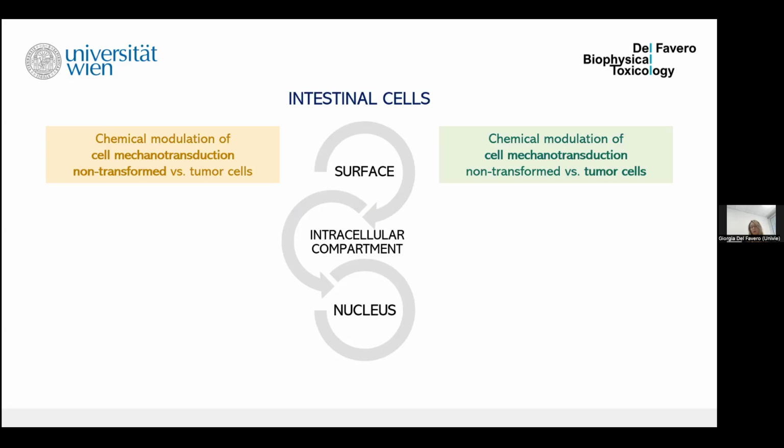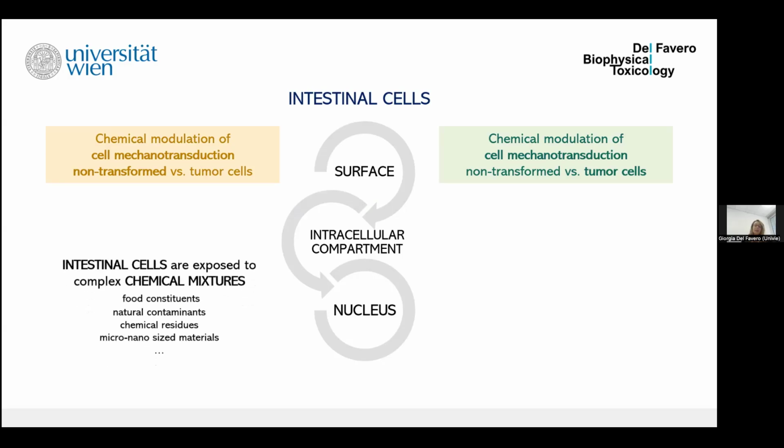Here in focus is our work on intestinal cells. Why did we decide to focus on intestinal cells in the first place? Well, intestinal cells are exposed to complex chemical mixtures. You have, for instance, in the intestine, a wide variety of food constituents, but also natural contaminants. Think about, for instance, mycotoxins, phycotoxins, ergot toxins, and also chemical residues. For instance, pesticides, think about food contact materials, but also micro and nanosized structures. One example could be microplastics.